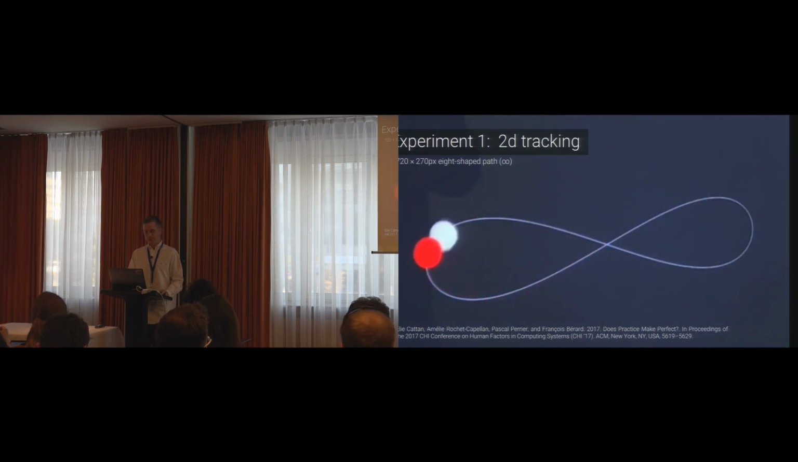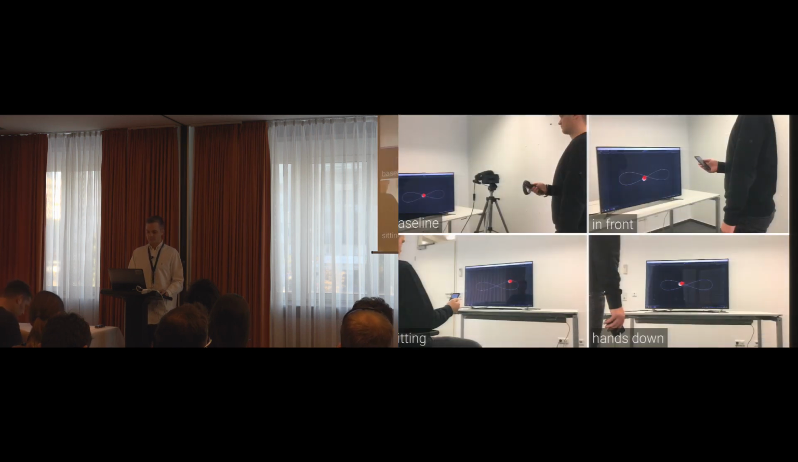So in the 2D tracking task, participants had to follow with the white cursor a moving target alongside an H-shaped path indicated by this red circle. And here you can see now the task and all 4 conditions, how they looked. And while participants performed their trials, we logged the distance between the target and the cursor.